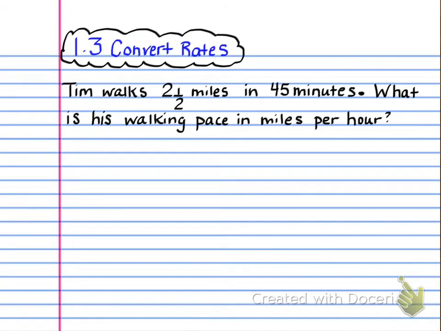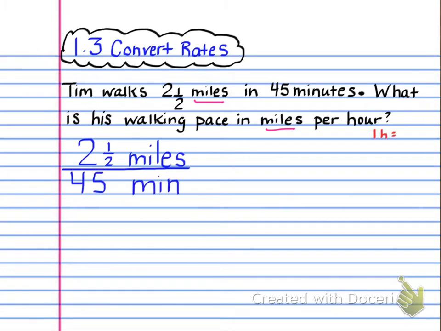Now you're looking at the next problem for convert rates, 1.3. Tim walks 2½ miles in 45 minutes. What is his walking pace in miles per hour? So the first thing you want to notice is that miles and miles are going to stay the same. So you're only going to need one conversion. So that conversion is going to have to be between minutes and hours. Now don't think just because you have one conversion that it's going to be easy, because this is going to be a more complex problem.